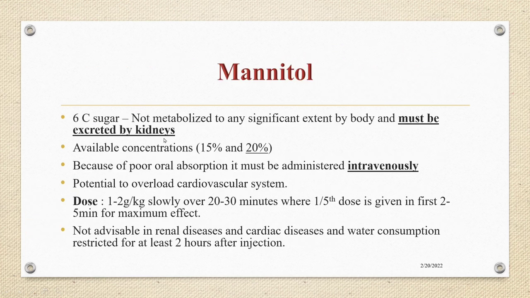So coming to mannitol. Mannitol is a 6-carbon sugar. It is not metabolized by the body, and it has to be excreted by the kidneys. So whenever there is damage to the kidneys, we should not use mannitol. The commercially available concentrations are 15% and 20% mannitol. As it has poor oral absorption, we should give it intravenously. The dose is 1 to 2 gram per kg slowly over 20 to 30 minutes, where one fifth of the dose is given in the first 2 to 5 minutes to get the maximum effect.